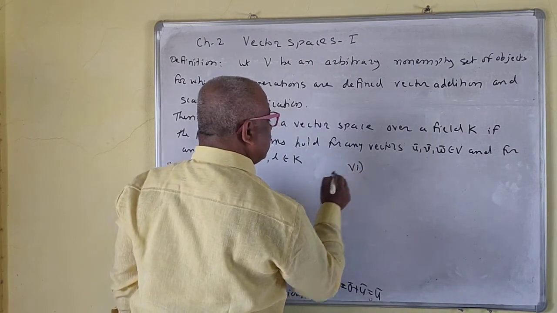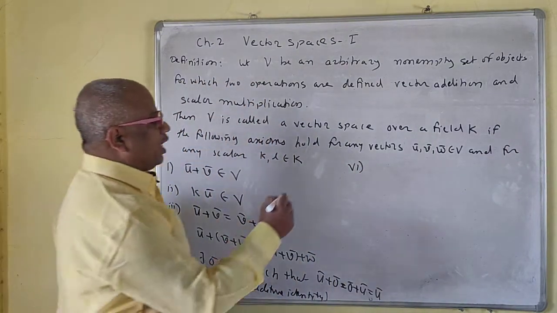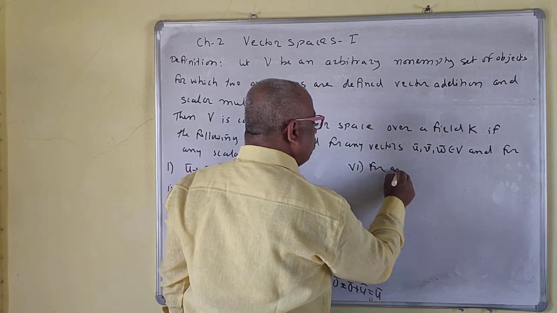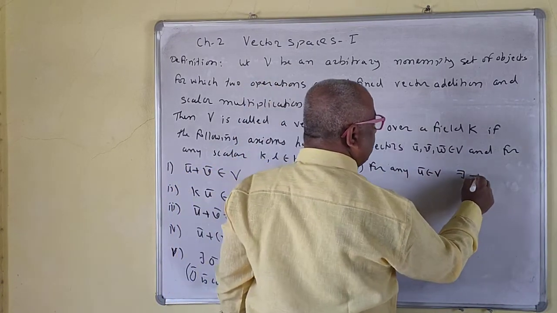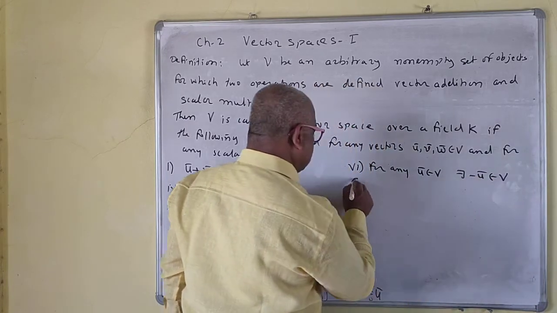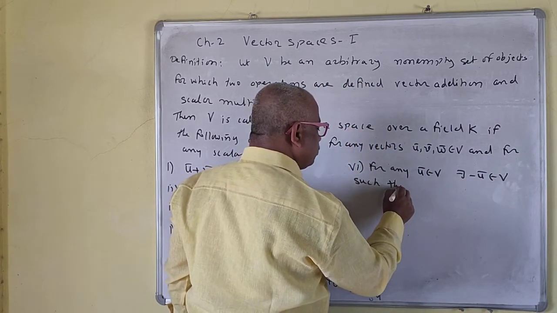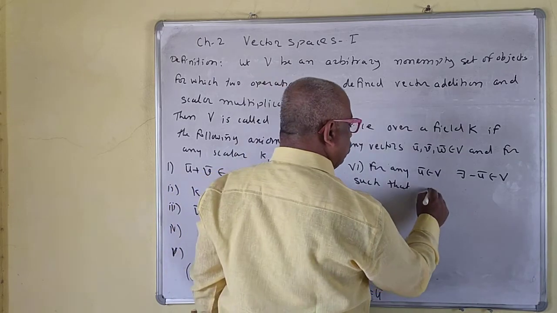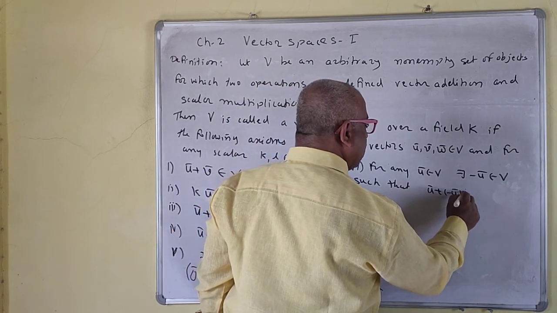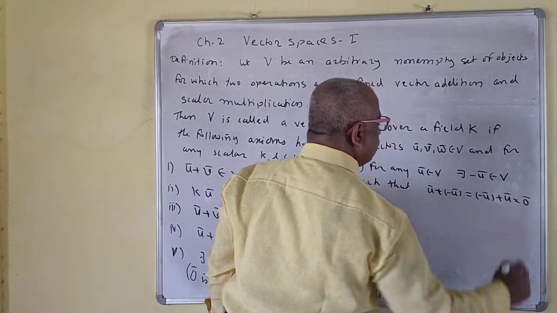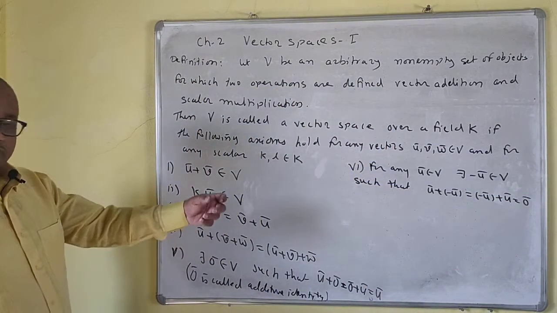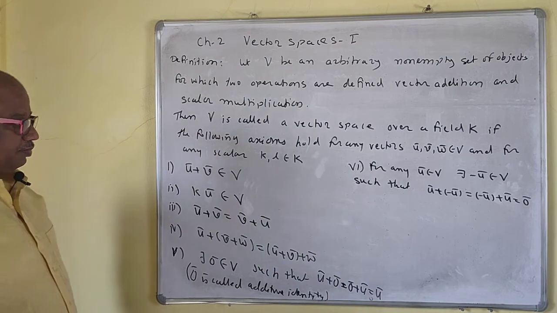Then the sixth one: for any u bar belonging to V, there exists minus u bar belonging to V such that u bar plus minus u bar is equal to minus u bar plus u bar, which is equal to 0 bar. That means a negative element exists.